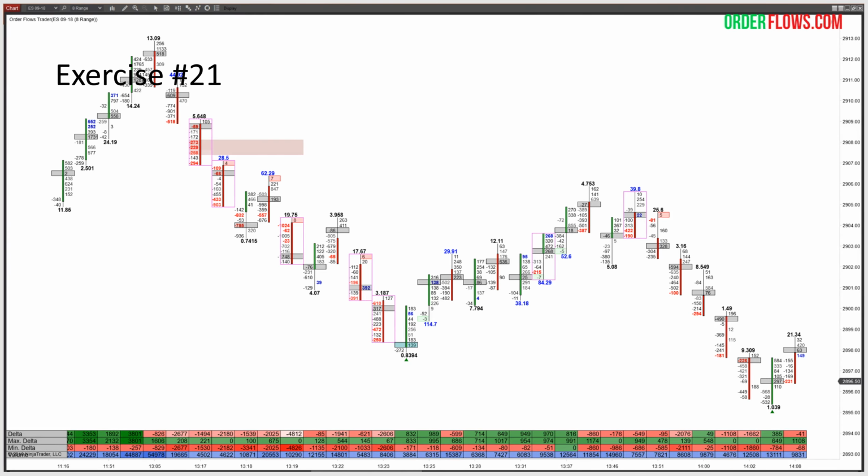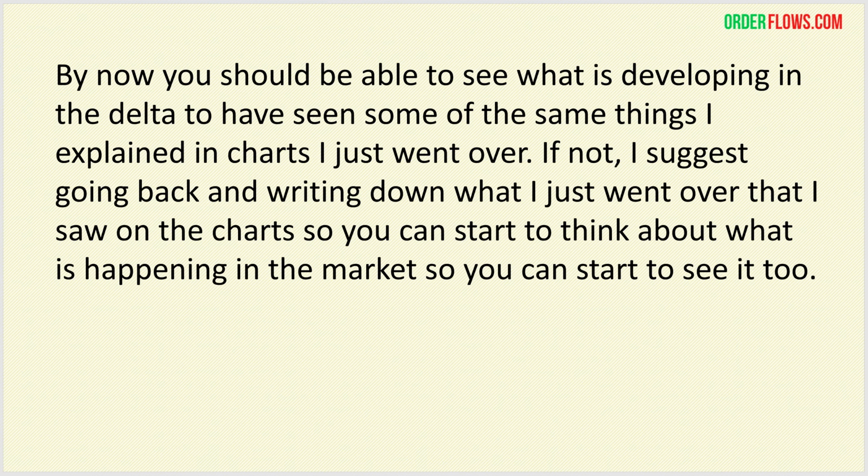So that's the end of the lessons. I don't want to keep this one, lesson number 5, too long, but by now you should be able to see what's developing in the delta, and have seen some of the same things I explained in the charts that I just went over. If not, I suggest going back, writing down what I just went over and saw on the chart, so you can start to think about what's happening in the markets too. Again, don't be afraid to take notes.